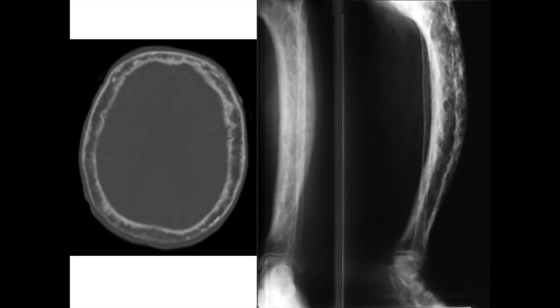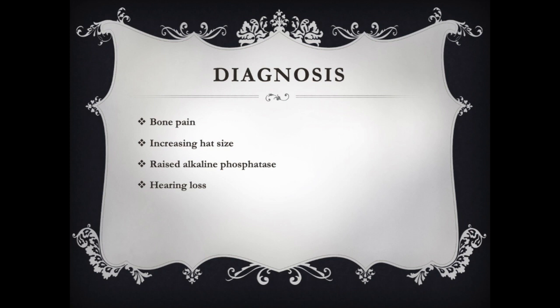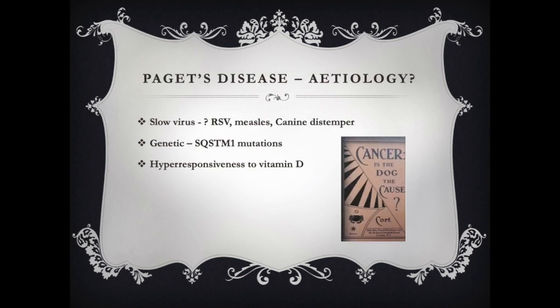hat size. The usual way of diagnosing Paget's disease now is when you encounter difficulties sawing off the top of the skull at autopsy and you realize it was too thick. It often isn't diagnosed during life. What is the etiology of Paget's disease?